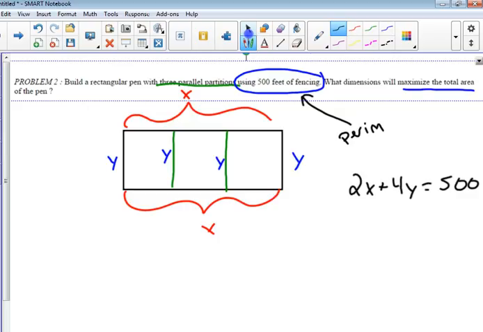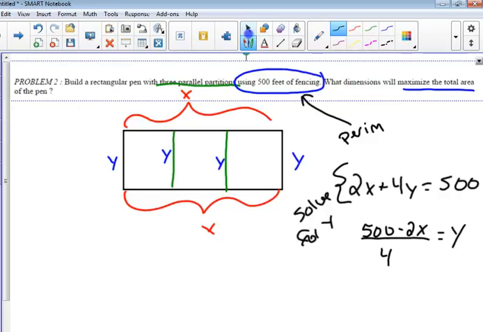So we want to find the minimum of factors. Now, what you want to do is get one variable so that we can actually solve this. So we want to solve for y. How would you get y by itself? So we have 500 minus 2x all over 4 equals y. That part okay for you guys?